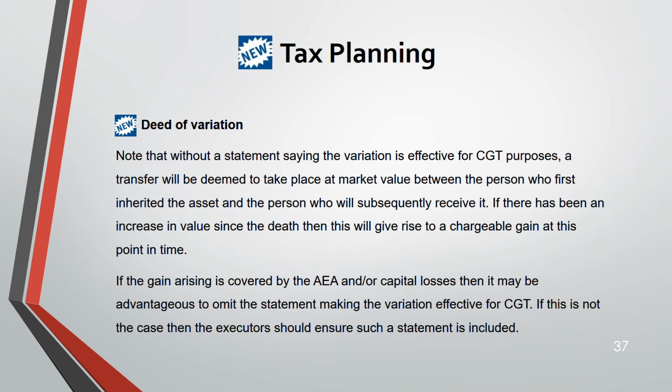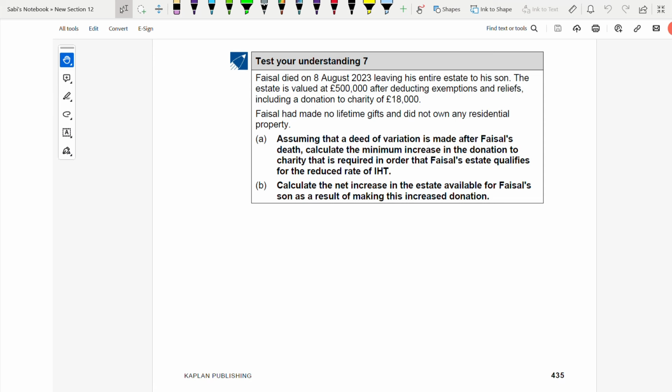Now, let us do a question. Test your understanding 7. In Test your understanding 7, A: Assuming a deed of variation is made after Faisal's death, calculate the minimum increase in the donation to charity that is required in order that Faisal's estate qualifies for the reduced rate of IHT. B: Calculate the net increase in the estate available for Faisal's son as a result of making this increased donation.